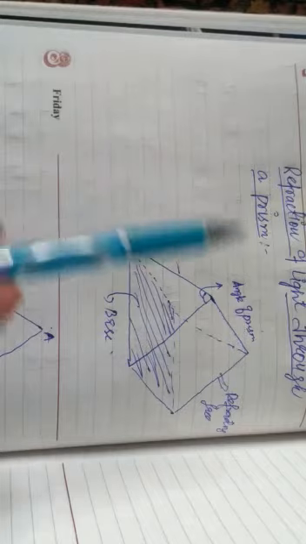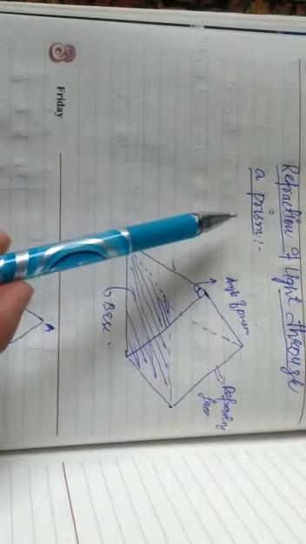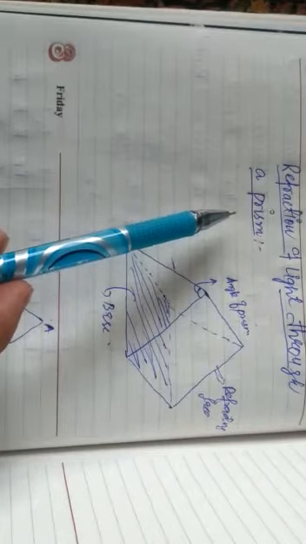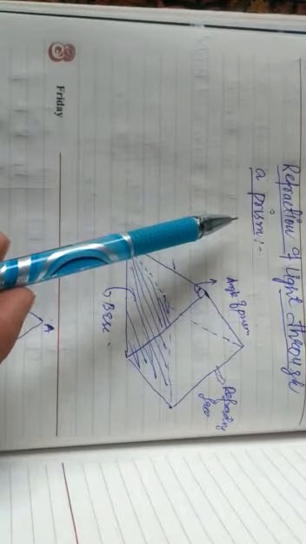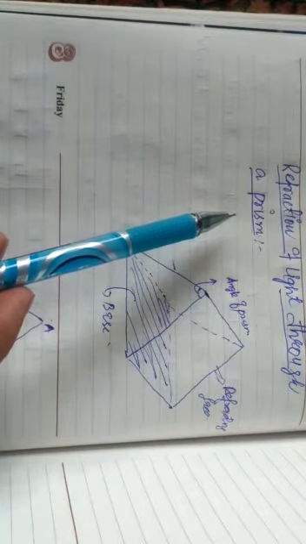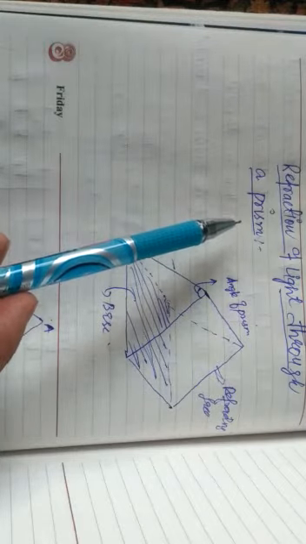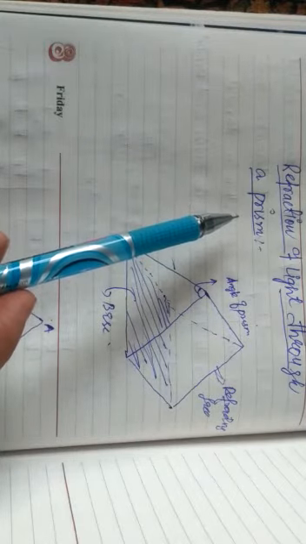Today we are starting a new unit, the human eye and colorful world. In this unit, we are first going to read about refraction of light through a prism. We have read about the refraction of light through a glass slab in our unit on light. Now we are going to read about another optical device, which is called the prism.